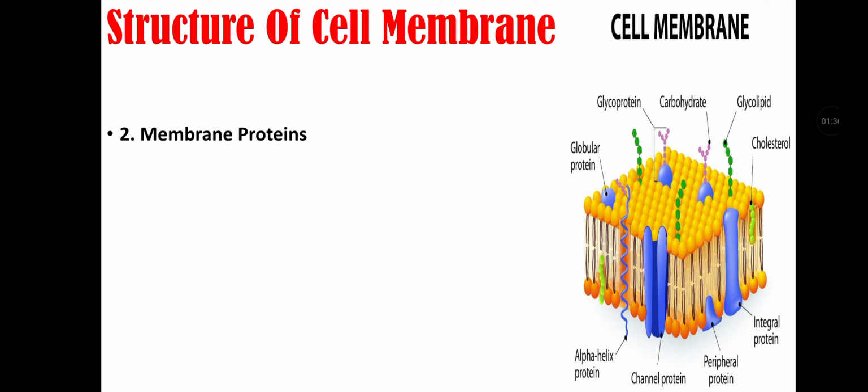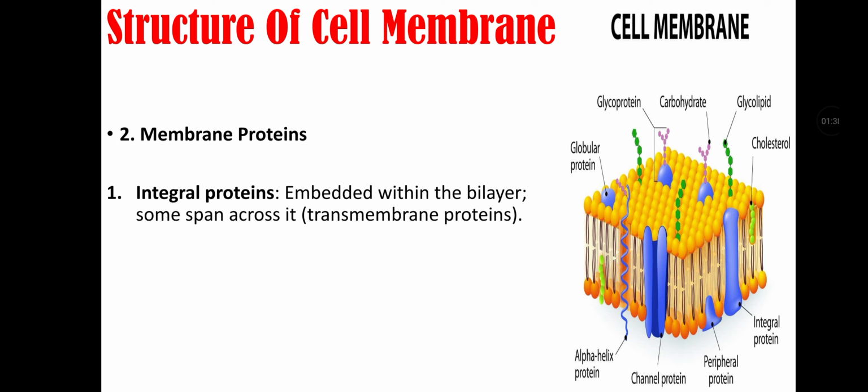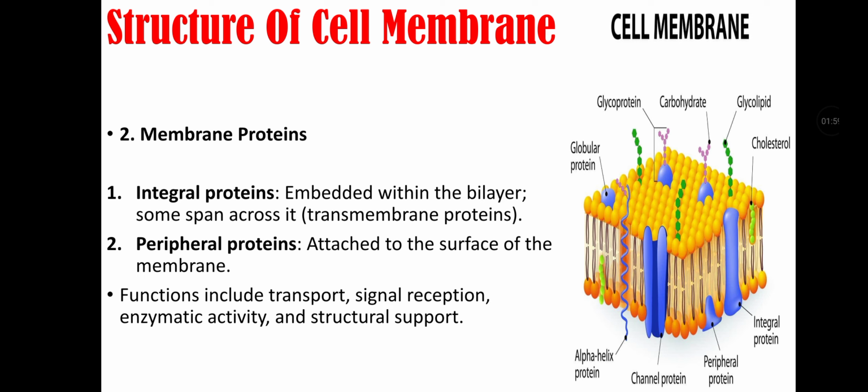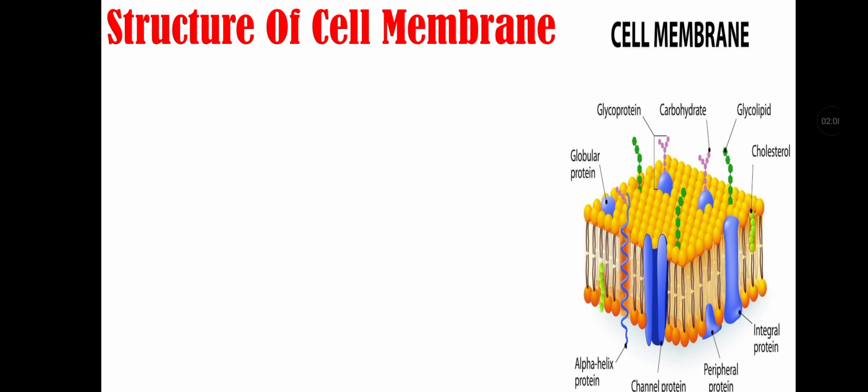Second important component of the structure of cell membrane is membrane protein. They may be integral protein and peripheral protein. Integral proteins are embedded within the bilayer and some span across it, and that's why some integral proteins are also called transmembrane proteins. While the other type, peripheral proteins, are attached to the surface of the membrane. The functions of membrane proteins include transport, signal reception, enzymatic activity, and structural support.